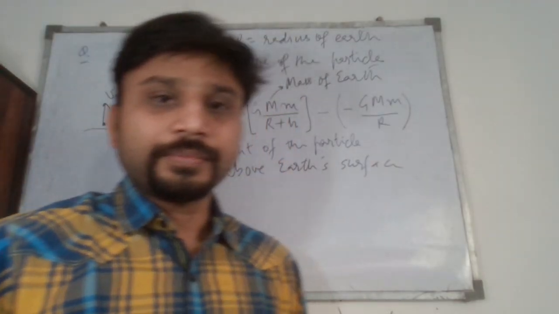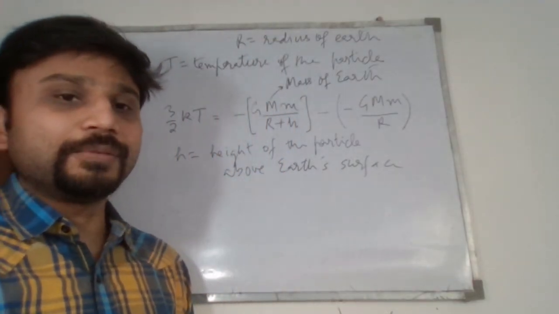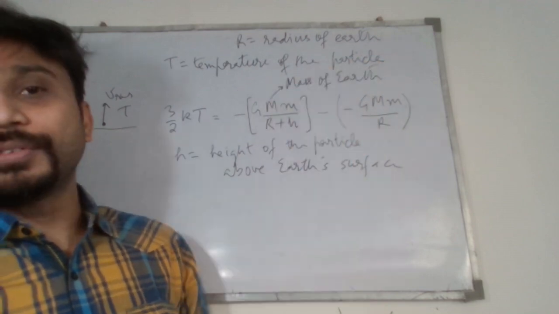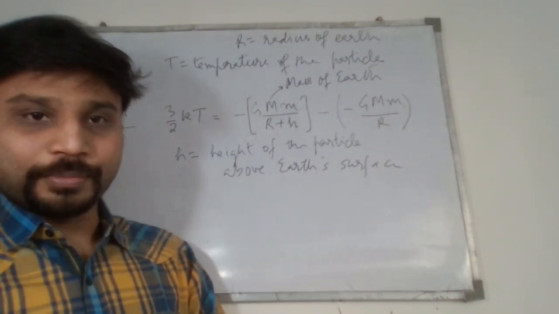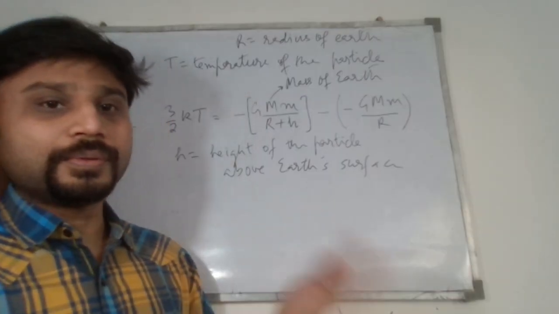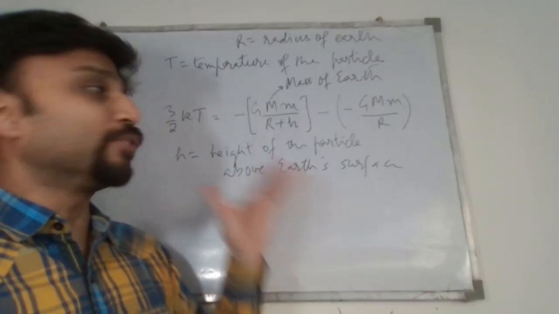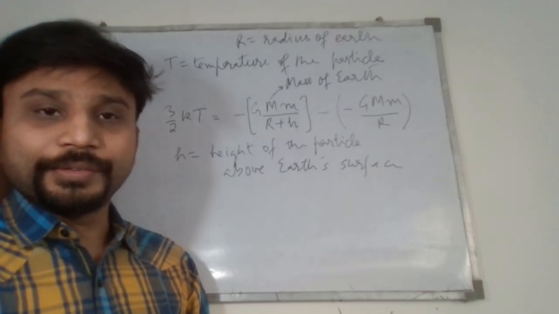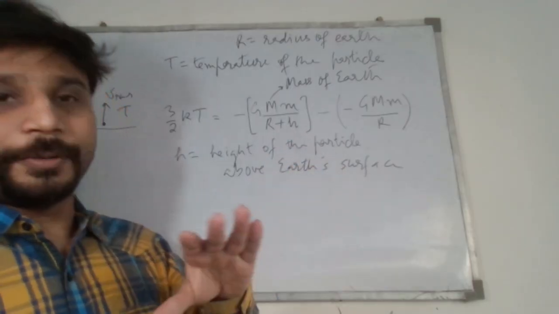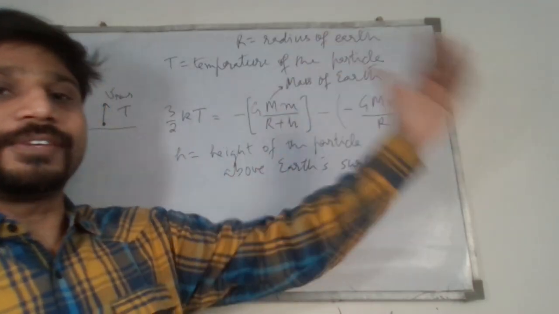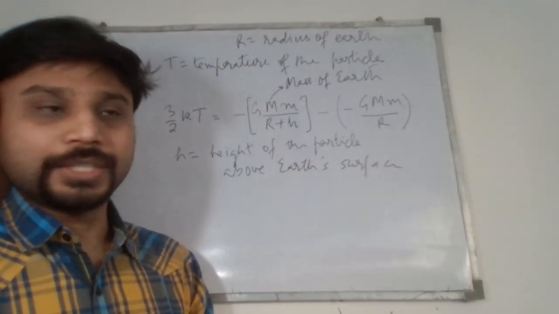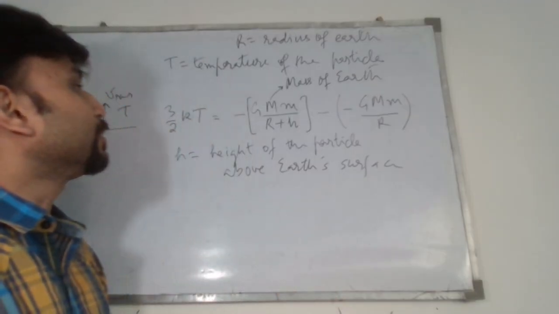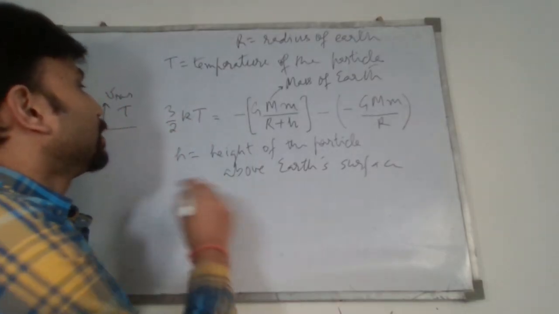There is a small story in this question. Basically, we can evaluate the height of the Earth's atmosphere by using this expression. If we know the average kinetic energy of the particles on the Earth's surface, then we can get an estimate of what height this particle will go to using this equation.